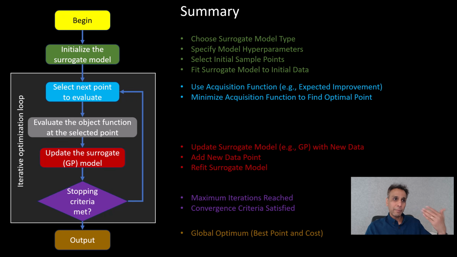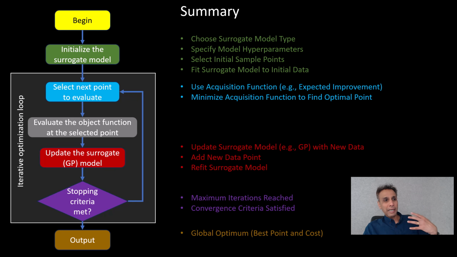So now we update the model, in our case again, the GP model, with this new data, add the new data point, refit the surrogate model, and until how long do you want to do that? Well, until the maximum iterations are reached, let's say 30 iterations, 50 iterations, however many. In some cases, you can actually put some convergence criteria, like, hey, if the function value doesn't change by this much, then go ahead and stop. So you can put some convergence criteria, and of course, the output is going to be your global optimum, or the best point and the cost function.